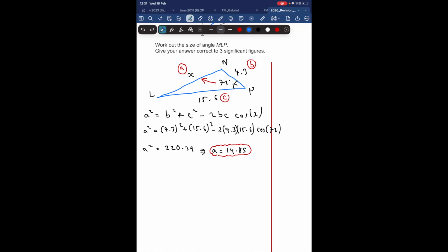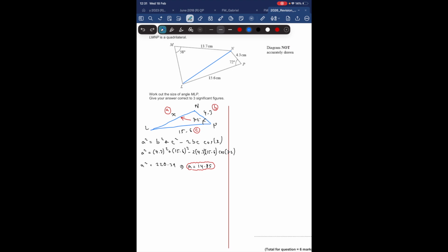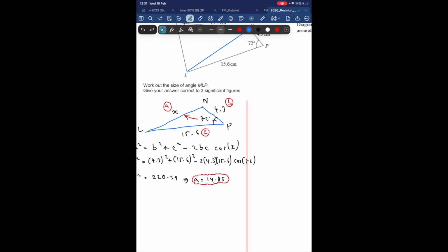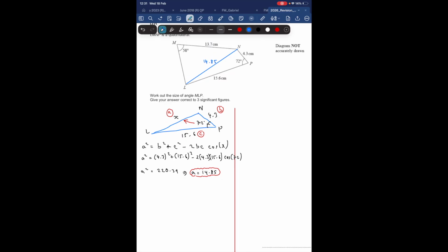So I'm going to put that information back into the diagram. I now know that this length from L to N is going to be 14.85. So I'm just going to mark that into the diagram, 14.85. Now, the reason why I worked out this length L to N was that it gives me more information that I can then proceed with the question. So if you look at the triangle here at the bottom, I now have 3 lengths. And that's going to enable me to work out an angle using the cosine rule.